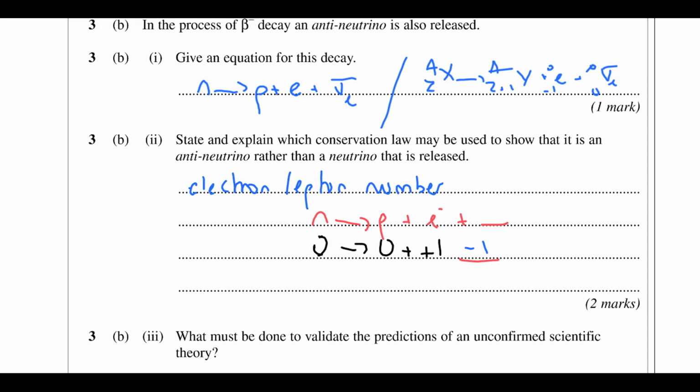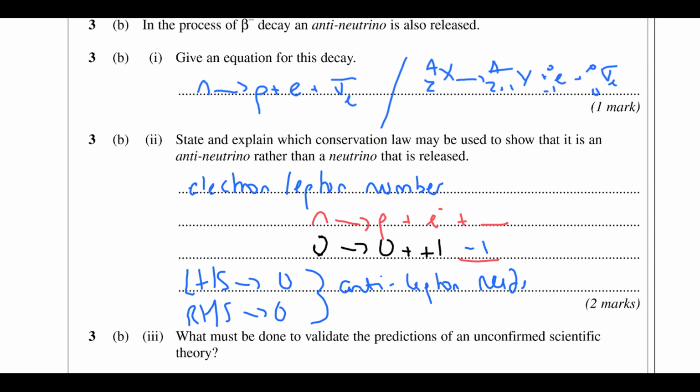So let's go with left-hand side has a total of 0. Right-hand side must have 0. Put those two things together, and an anti-lepton is needed there. So that's the logic for answering this. So that's why you need the anti-electron neutrino, not just a neutrino.